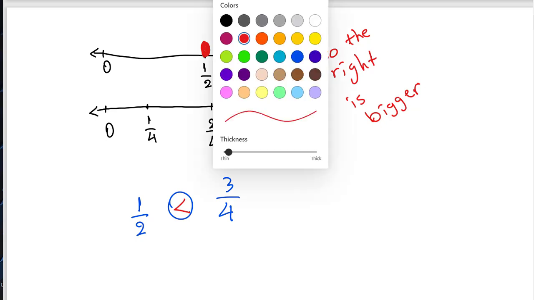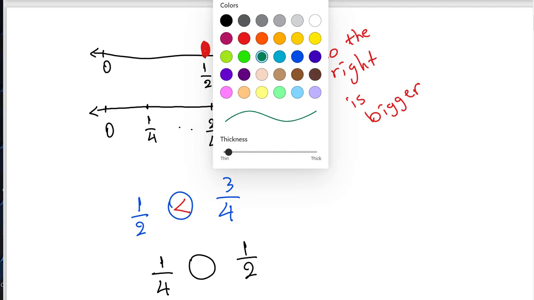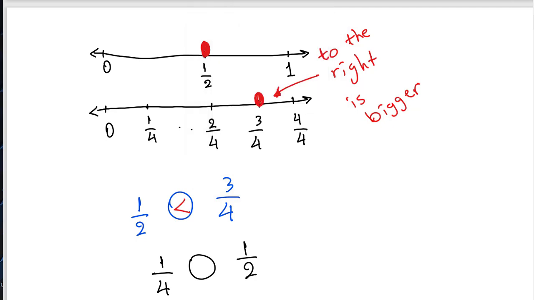Okay, I'll write another question, and I will ask you this question. What about comparing 1/4 and 1/2? 1/2 is greater. So if we see here, the fourth is this one, and the half is this one. Which one is to the right? The half is to the right, so the half is greater.